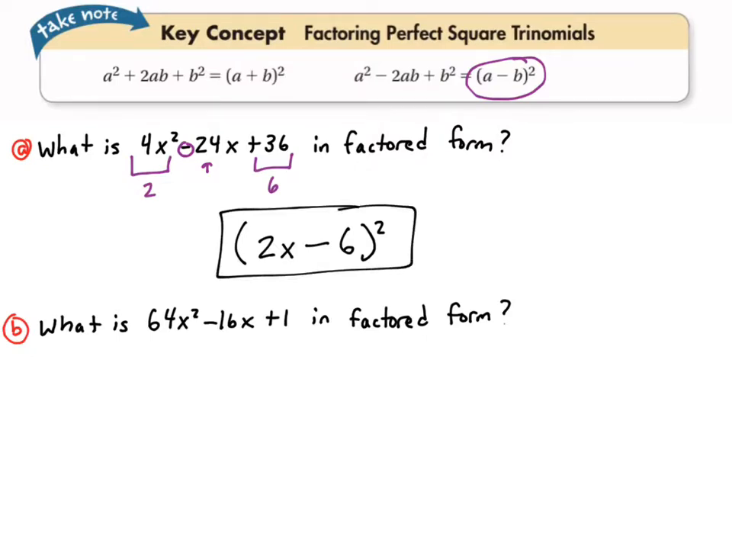We're going to do the same thing in b. Notice here that the square root of 64x squared is 8x. The square root of 1 is just 1. 8x times 1 is 8x. Double it, you get 16x, so that's the middle we're looking for. And notice that this is subtraction again, so our factored form is 8x minus 1 squared.